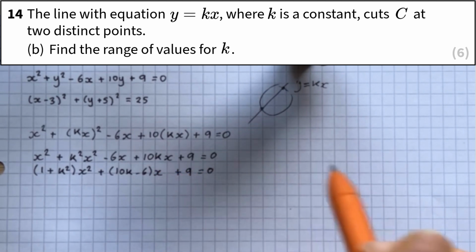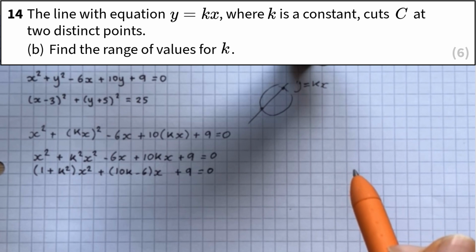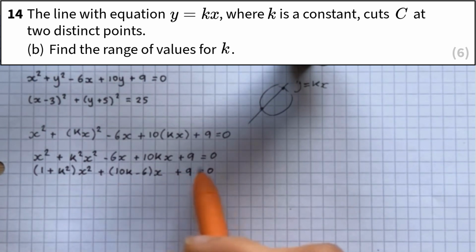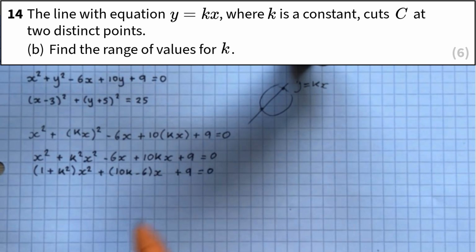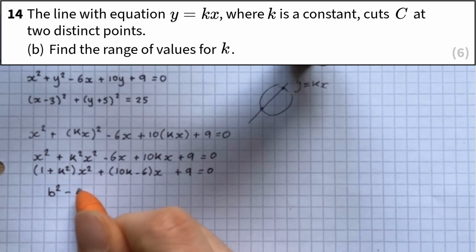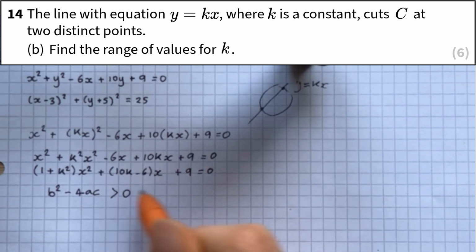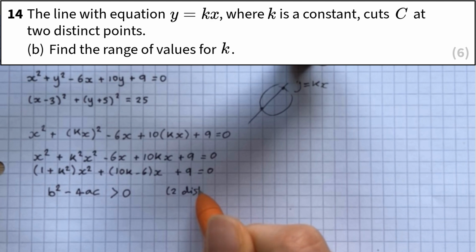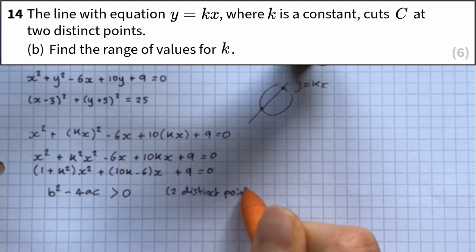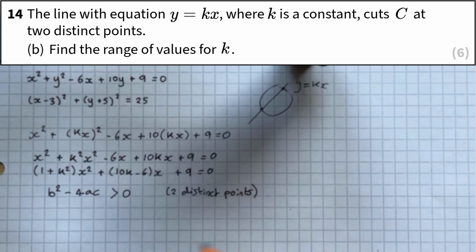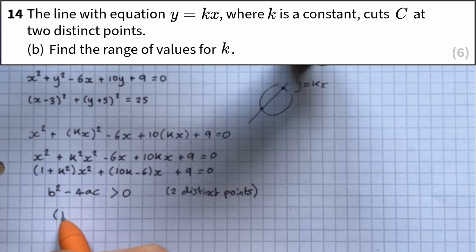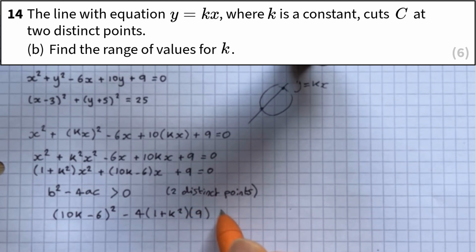Whenever you see a quadratic and it's got an unknown letter, k or m, whatever letter it's going to be, chances are we're going to be using the discriminant. So b squared minus 4ac, our old friend. In this case, it cuts distinctly twice, so the discriminant is bigger than 0. Now it's a case of subbing in, expanding out, and seeing what we get. So b squared is (10k minus 6) squared. A is 1 plus k squared. And c is 9. And this should be bigger than 0.